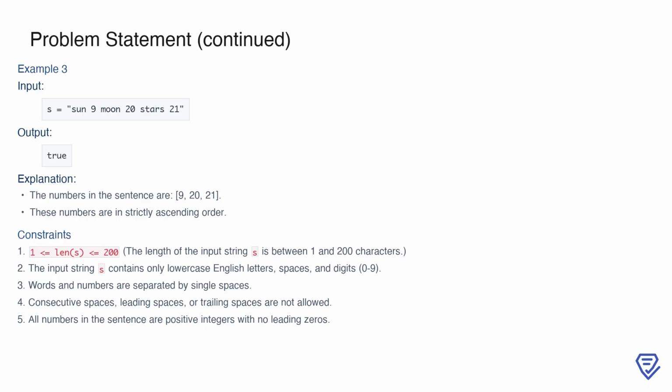Now let's revisit some important constraints. The length of the string S will always be between 1 and 200 characters. It will only contain lowercase English letters, spaces, and digits. Words and numbers are always separated by single spaces, and there are no consecutive, leading, or trailing spaces. Lastly, all numbers in the sentence will be positive integers without any leading zeros.